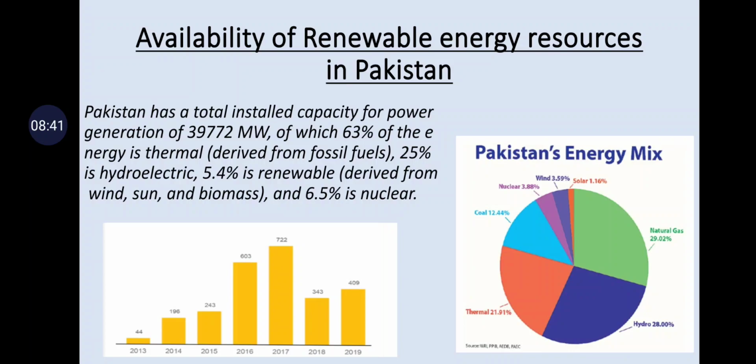Alright, there are some pictures. You can see Pakistan's energy mix. Wind is 3.59%, solar is 1.16%, nuclear is 3.88%. Alright, let's move forward.